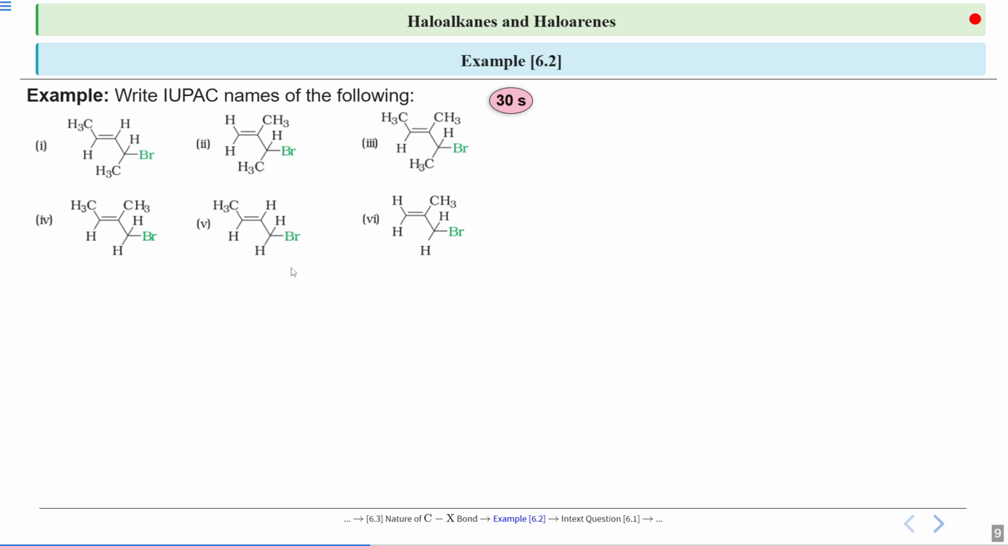You have been given some time. Try to solve this and then we will see the correct answer.